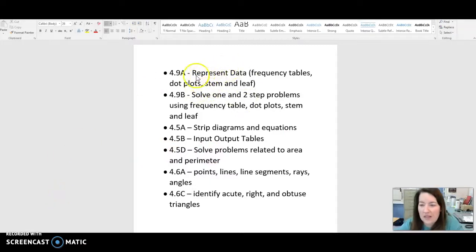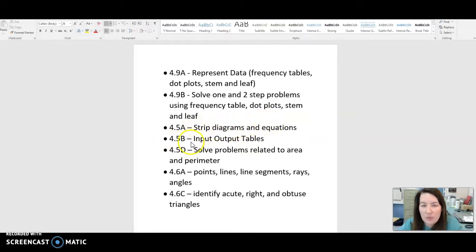So at the very beginning of the 6 weeks, we studied representing data. So that was using frequency tables, dot plots, and stem and leaf. And then we practiced answering questions using those types of charts. So that's these first two TEKS. Then after that, we moved on to strip diagrams and equations. So that's when we were given the word problem and we had to find the strip diagram that matched it, or what equation we would use to solve that problem. Remember, for that one, we didn't actually even have to solve anything. We just had to find the one that matched the story we were looking at.